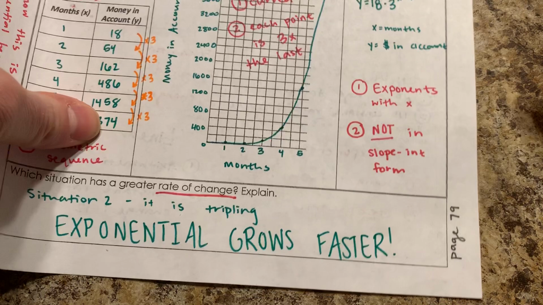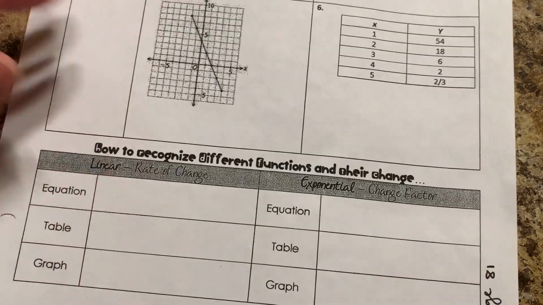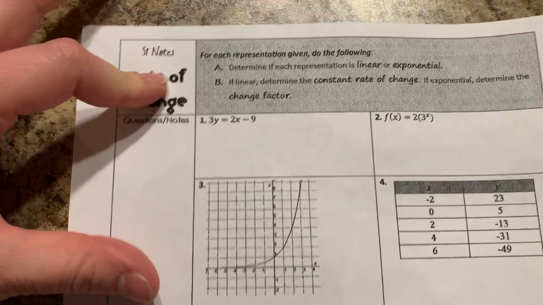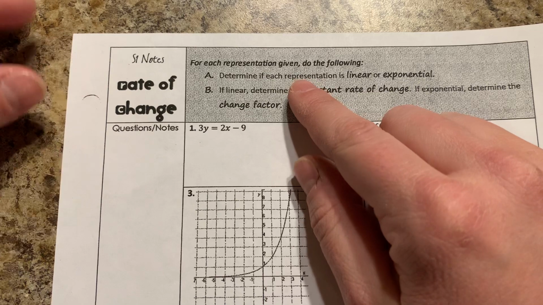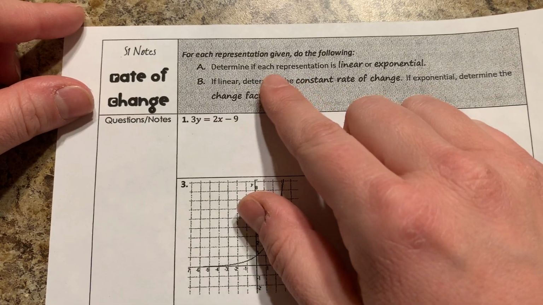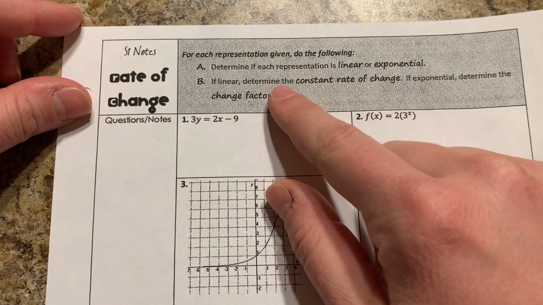So that was what we talked about on page 79. The reason I wanted to recap that quick is because on page 81, we are now talking about rates of change. Now, we reviewed page 79. Now I want you to look at the 2 things we're going to be having to do on page 81. For each representation below, do the following.